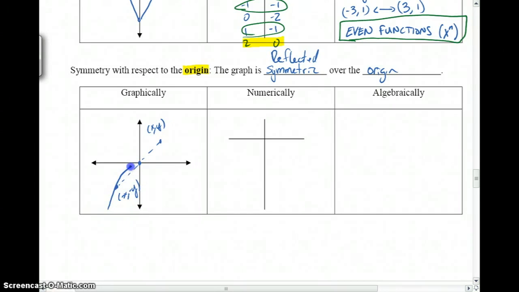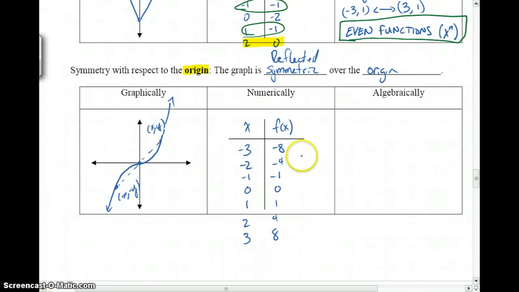So here I have a function like this. Algebraically, let's say negative 3, negative 8, negative 2, negative 4, negative 1, negative 1, 0, 0, 1, 1, 2, 4, 3, 8. Running out of room here. But you can see that there's a pattern.